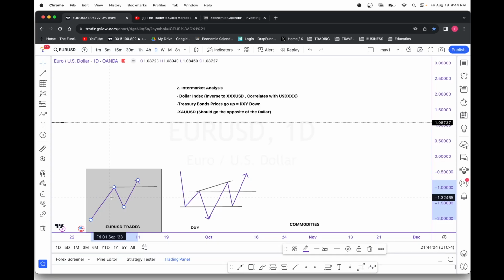We're not market structure traders. We are trading the narrative of what's going on. All right, so the first thing I'm going to do is look at the narrative, right? What is the dollar doing?